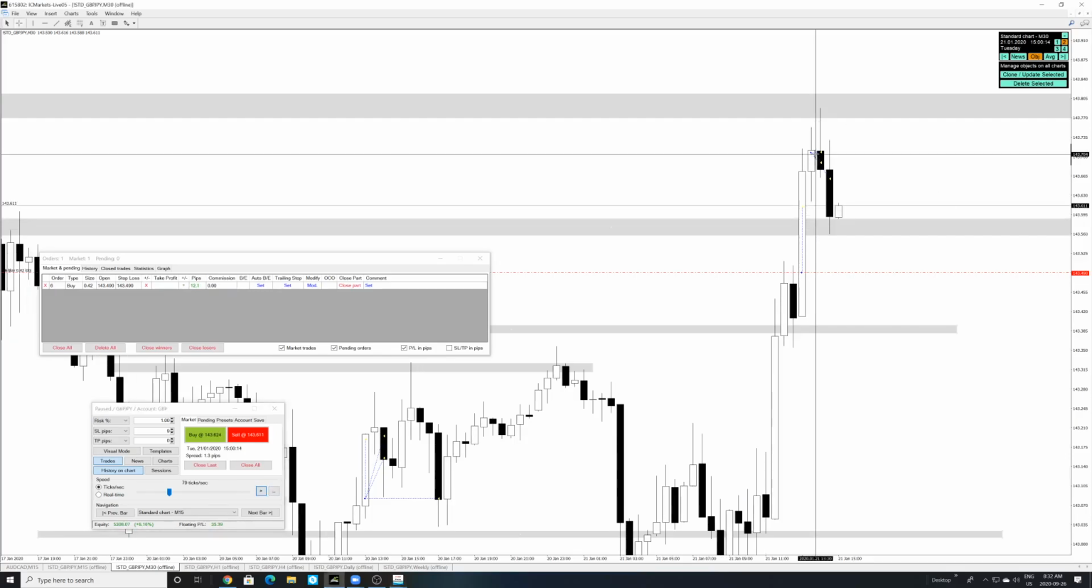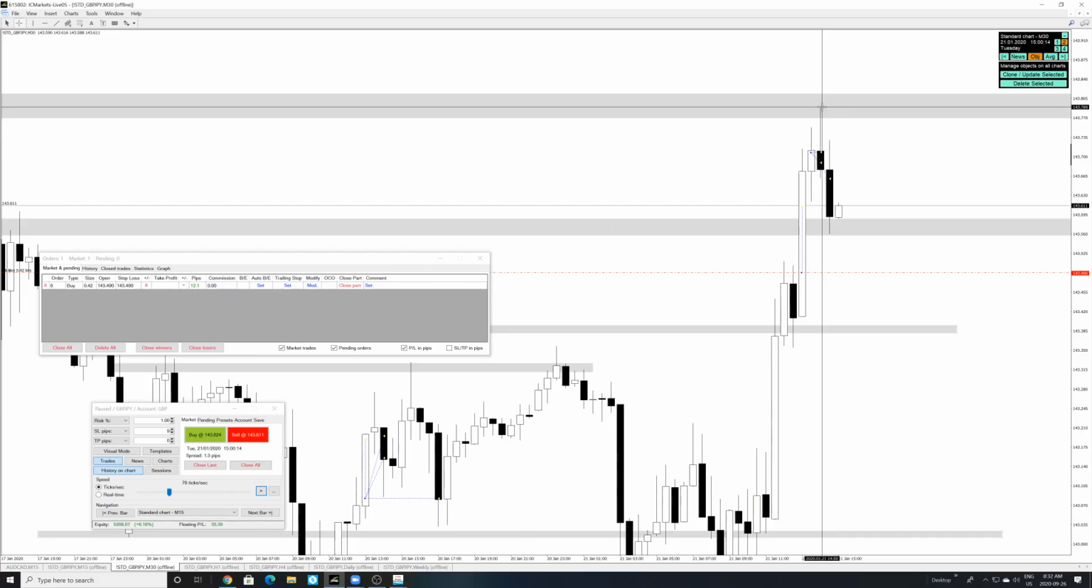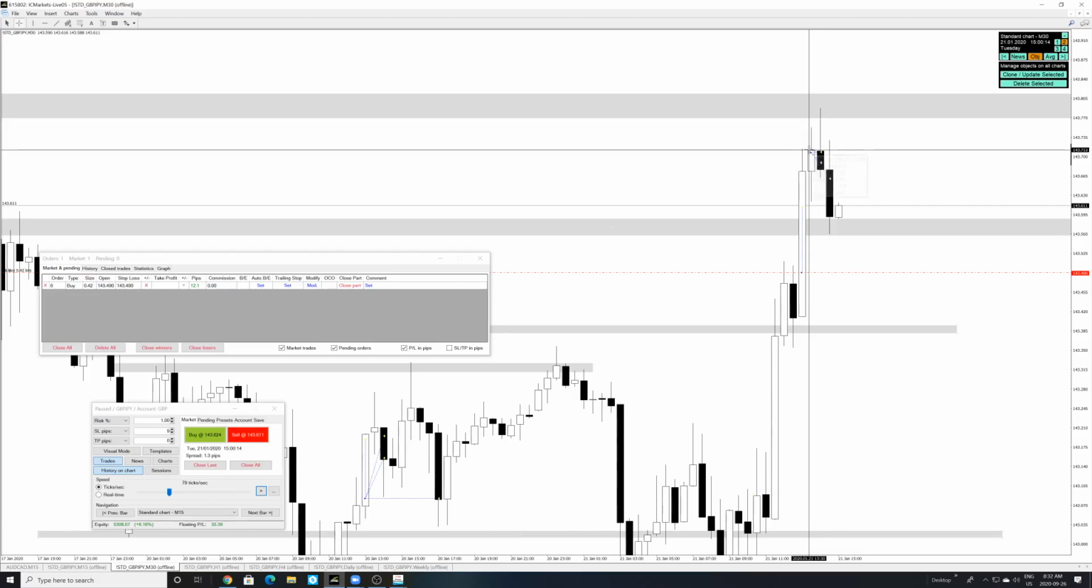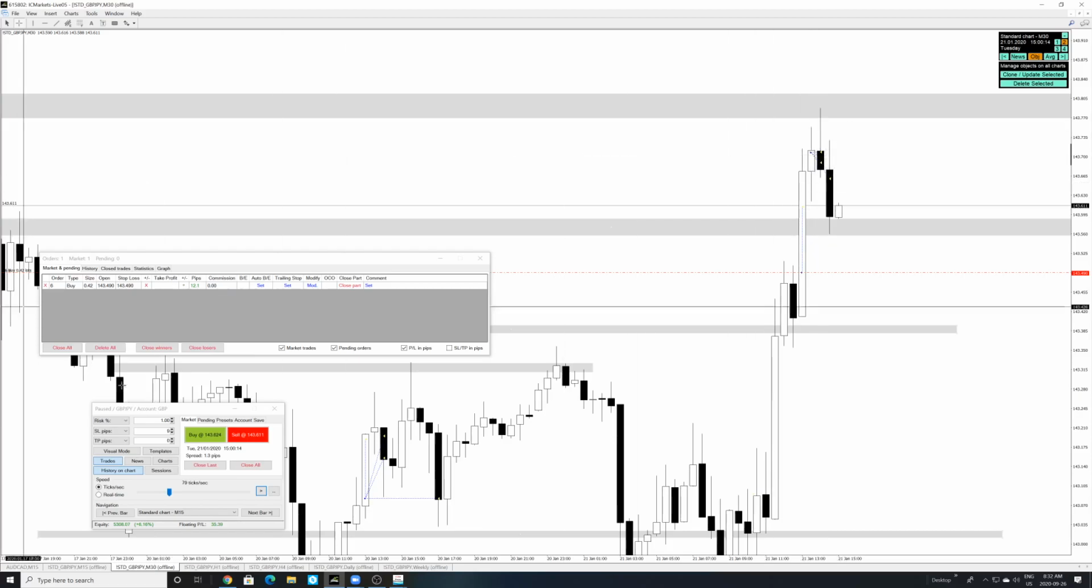This entry over here was risky because price has already moved up. Price had already moved up, so this was a test position. This wasn't a serious position. It was a test position to showcase how to manage risk, right?